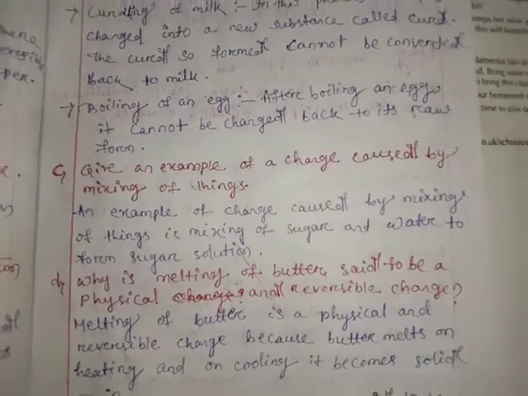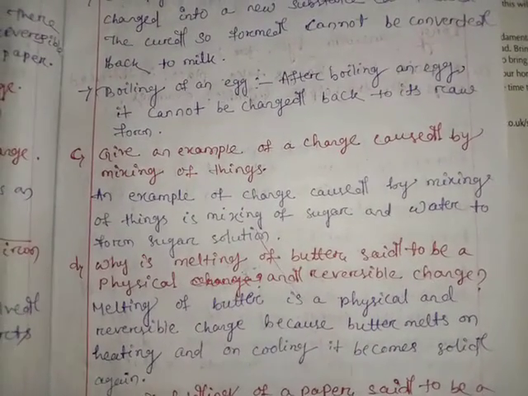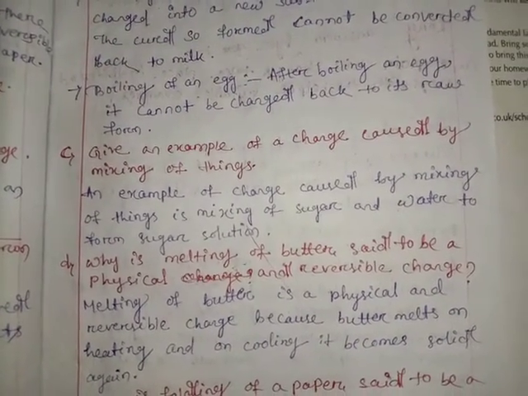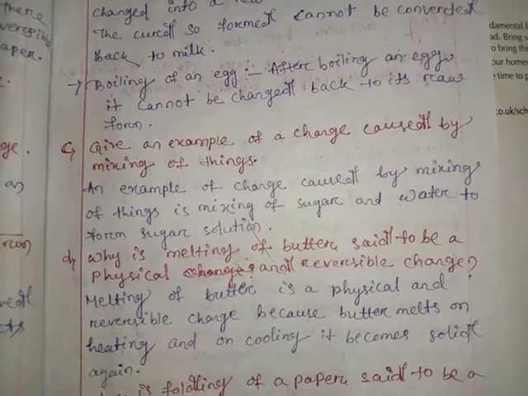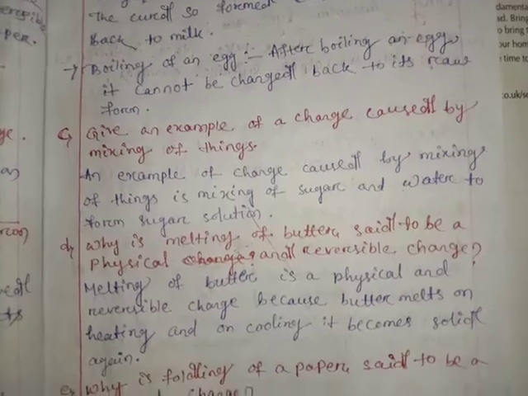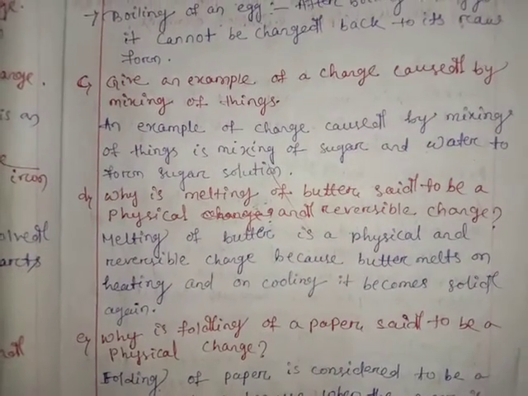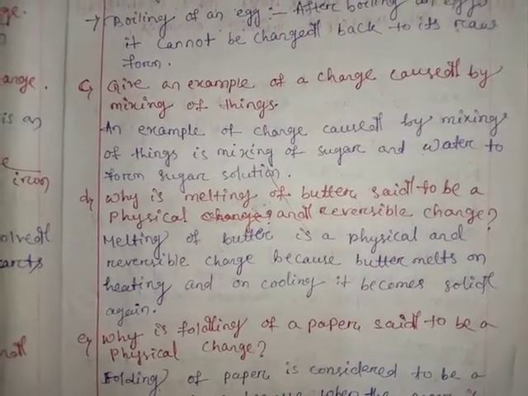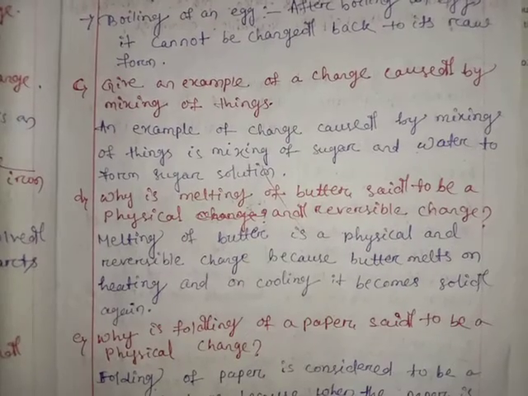Then C number, give an example of a change caused by mixing of things. An example of change caused by mixing of things is mixing of sugar and water to form sugar solution. Then number D, why is melting of water said to be a physical and reversible change?